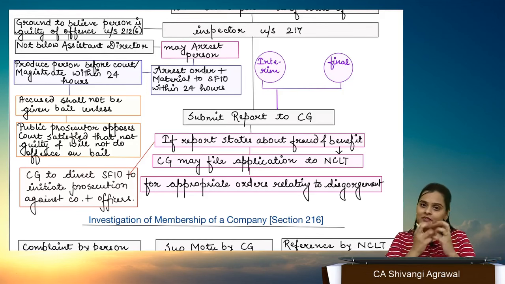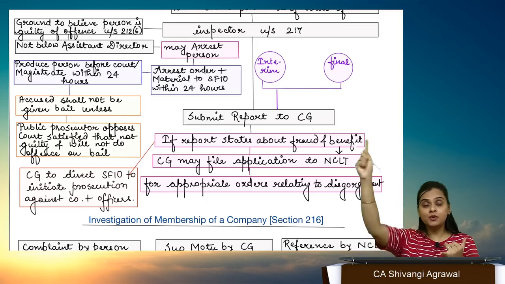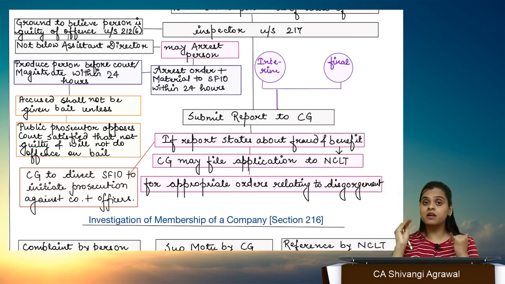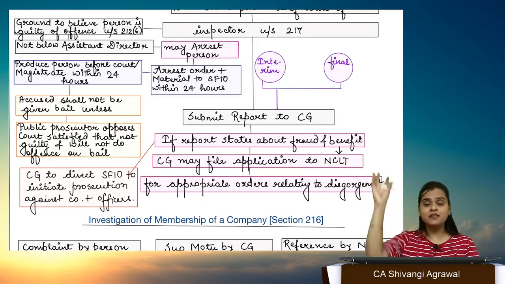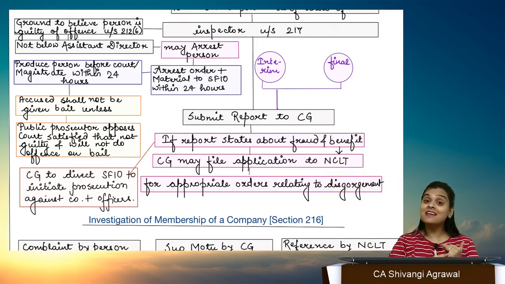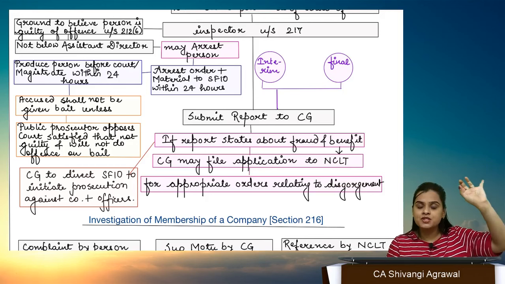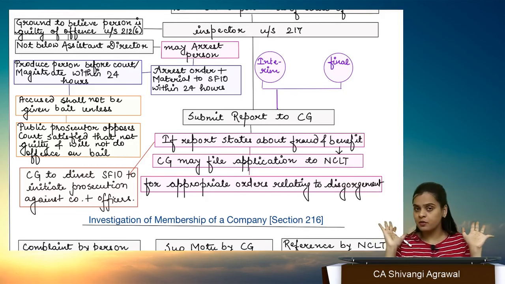Now, when I arrest that person, I have to do two things. First, arrest order plus this material information, I have to give it to SFIO so that my department clearly knows that this arrest has taken place on these material grounds. Secondly, I have to produce this person in front of the magistrate or court within 24 hours.